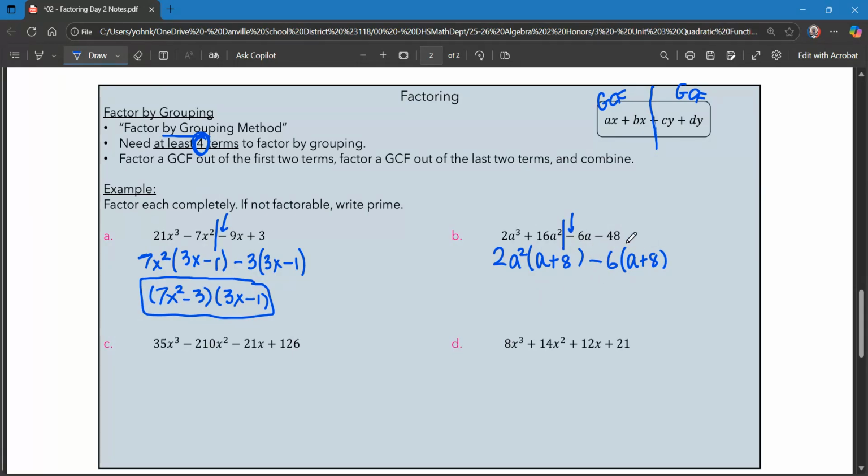Notice that the stuff in the parentheses is exactly the same, so you're going to group it together: 2a squared minus 6 and a plus 8. However, this time, notice that in this first parenthesis, 2a squared minus 6, there is a GCF still, which means I could have taken a GCF out at the very beginning as well. But in a parenthesis, you can never have a GCF left over. So I'm going to take a 2 out of this first parenthesis, and I'm left with a squared minus 3. But I don't do anything with the second parenthesis because I wasn't factoring a GCF out.